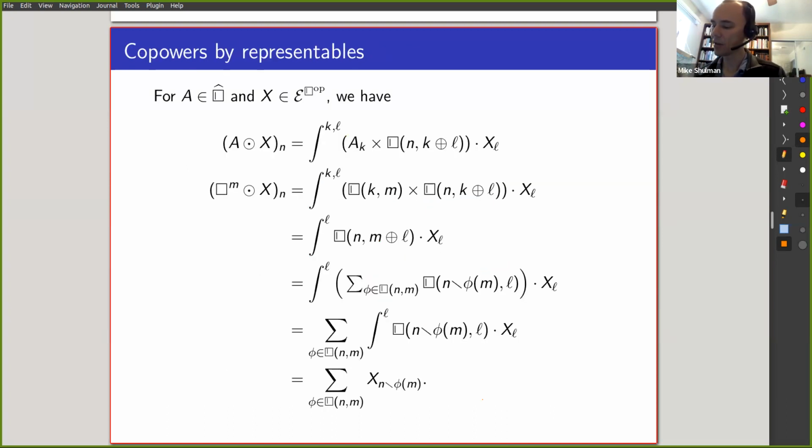So we can do a calculation here using this coend calculus, and I'm going to go through this pretty quickly. If you're not familiar with coend calculus, then don't worry about it. But the idea is what happens when we do a copower or a tensor by a representable object. So the general formula for a tensor or a copower here is this day convolution formula. And so I'm going to plug in the representable here with this. So this is just a Hom set.